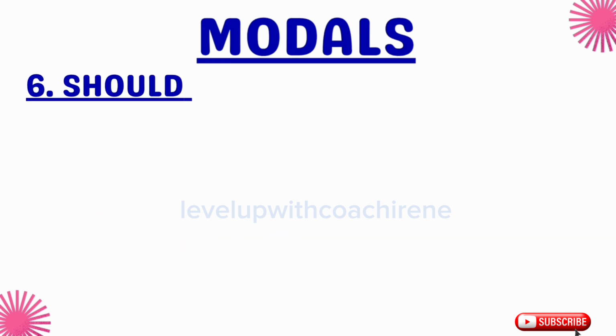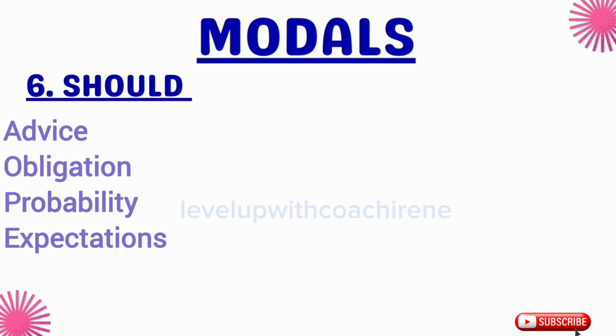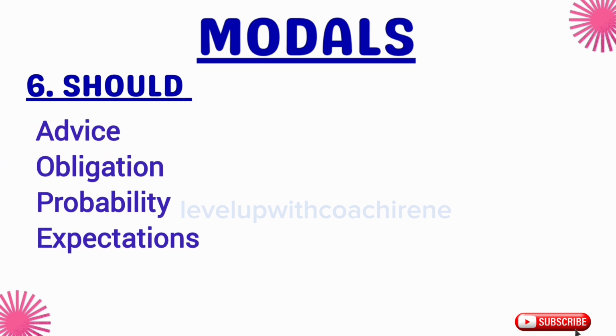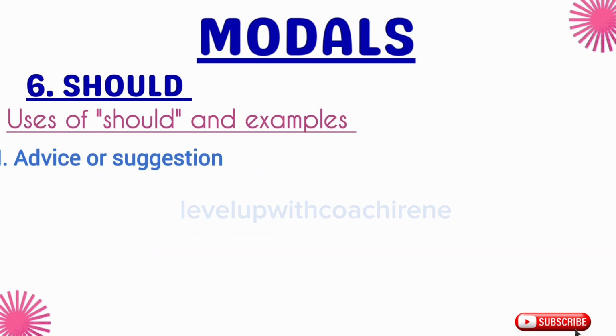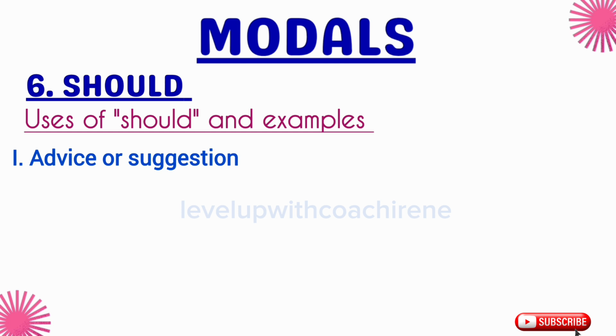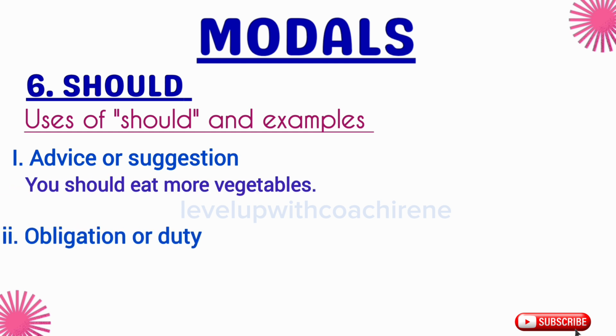Number 6, should. Should is a modal verb commonly used in English to express advice, obligation, probability, and expectations. It conveys a sense of what is appropriate, advisable, or likely in a given situation. Let us look at the uses of should and examples. Number 1, for giving advice or making suggestions. For example, you should eat more vegetables. Number 2, expressing obligations or duty. For example, people should follow the law.